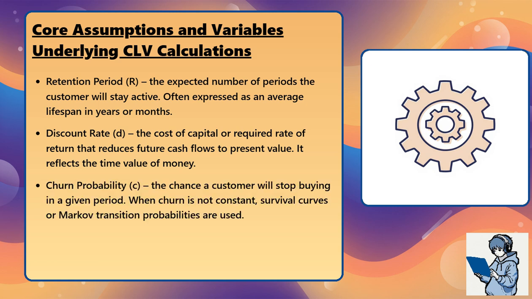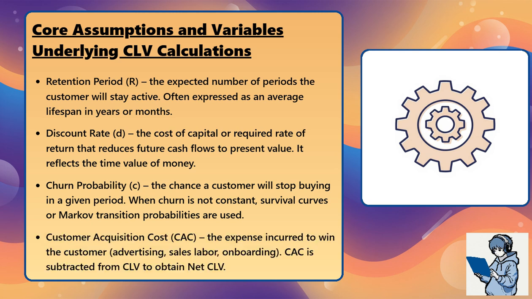Churn probability, lowercase c, the chance a customer will stop buying in a given period. When churn is not constant, survival curves or Markov transition probabilities are used. Customer acquisition cost, abbreviated CAC, the expense incurred to win the customer: advertising, sales, labor, onboarding. CAC is subtracted from CLV to obtain net CLV.